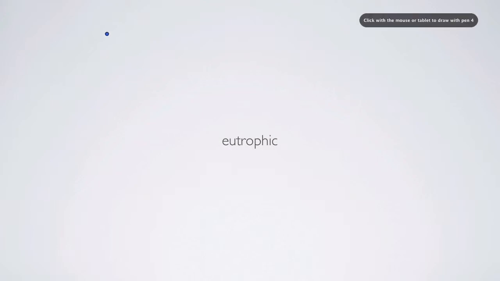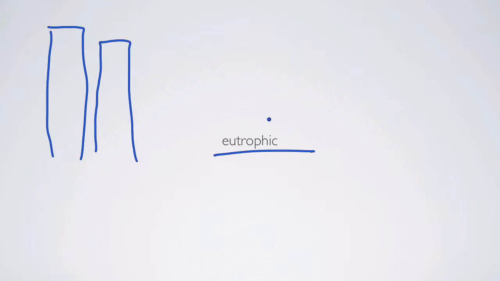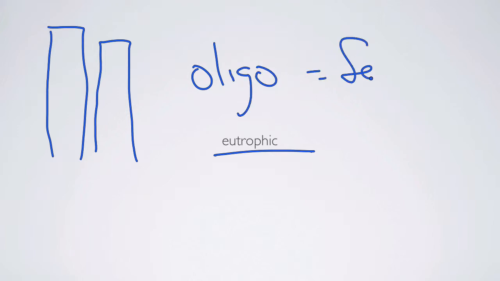Those systems where the actual productivity and the potential productivity are pretty close, we consider eutrophic systems. So oligotrophic, oligo means few, and it's the idea that it's relatively low. Eutrophic means good, but essentially oligo is a low productivity system, a eutrophic system is a high productivity system relative to its potential.